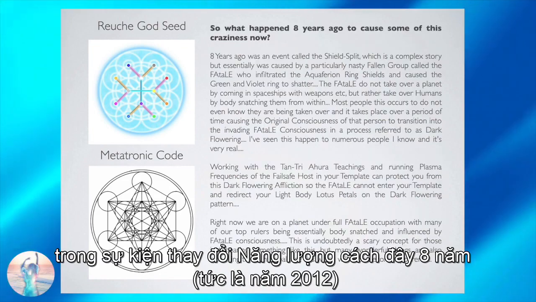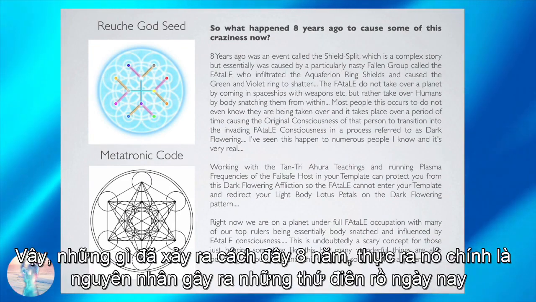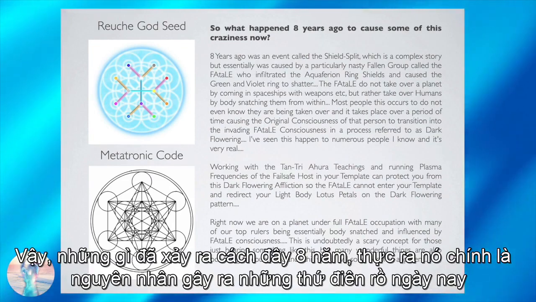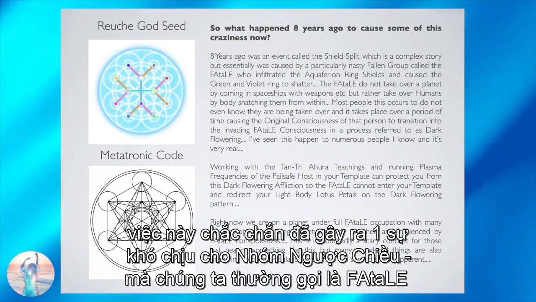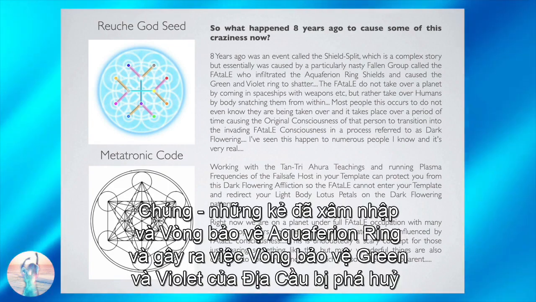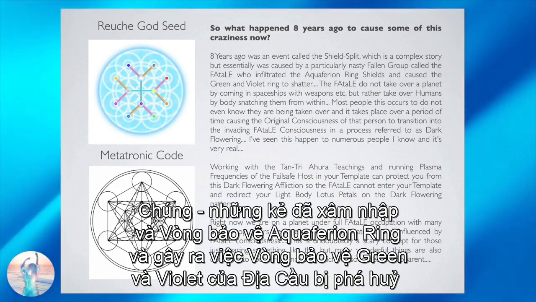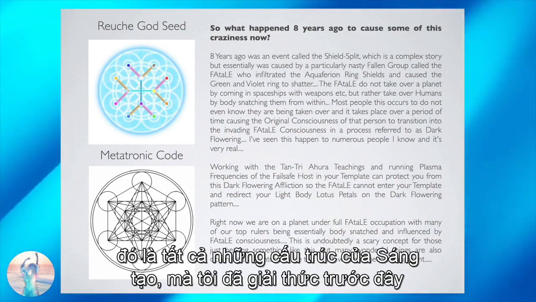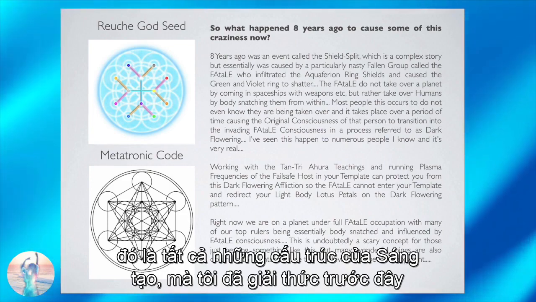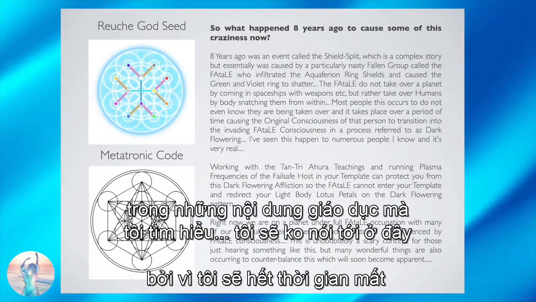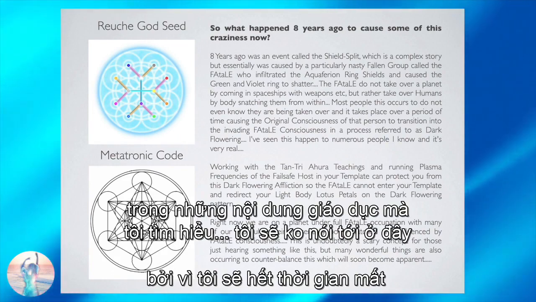So, what happened 8 years ago to cause some of this craziness now? 8 years ago was an event called the Shield Split, which is a complex story, but essentially was caused by a particularly nasty fallen group called the Fatal, who infiltrated the Aquiferion ring shields and caused the green and violet rings to shatter. These are all structures of creation, which are explained in the teachings that I follow. I won't go into it here because obviously I'll go off in loads of different tangents.